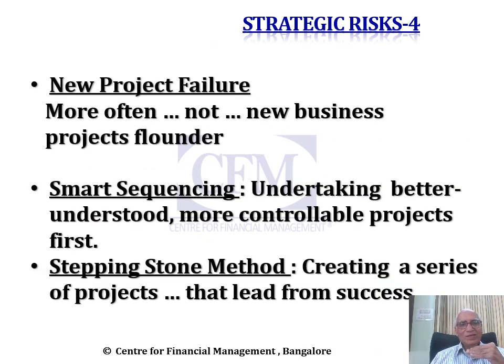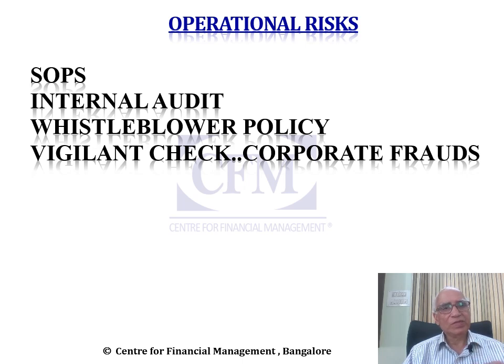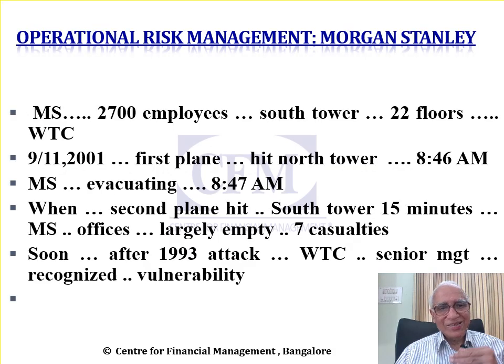New project failure. More often than not, new business projects flounder. An appropriate response to such possibilities of project failure is to smartly sequence the project and use the stepping stone method. Operational risk can be mitigated by having well-documented standard operating procedures, sound internal audit system, effective whistleblower policy, and vigilant check over corporate frauds. A great example of operational risk management is Morgan Stanley.